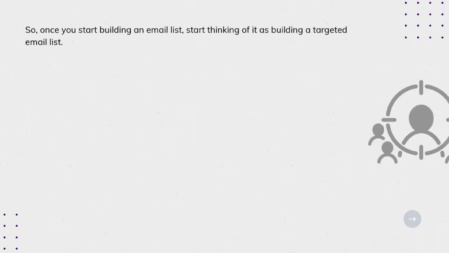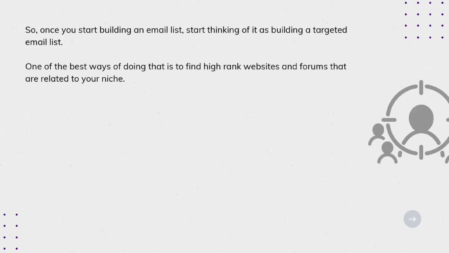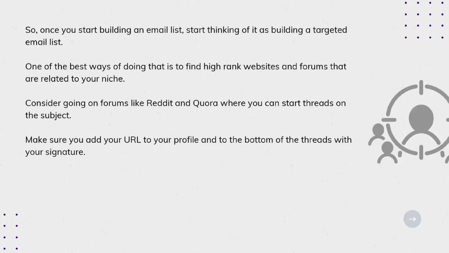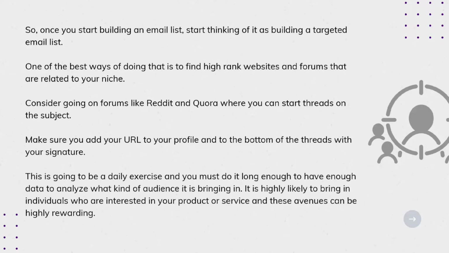One of the best ways of doing that is to find high-rank websites and forums that are related to your niche. Consider going on forums like Reddit and Quora, where you can start threads on the subject. Make sure to add your URL to your profile and to the bottom of the threads with your signature. This is going to be a daily exercise, and you must do it long enough to have enough data to analyze what kind of audience it's bringing in. It's highly likely to bring in individuals who are interested in your product or service, and these avenues can be highly rewarding.